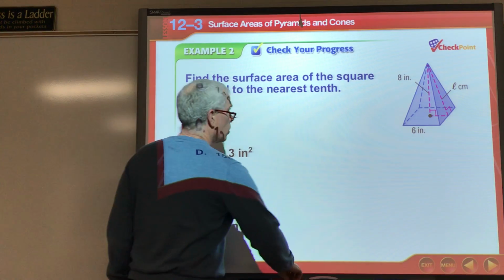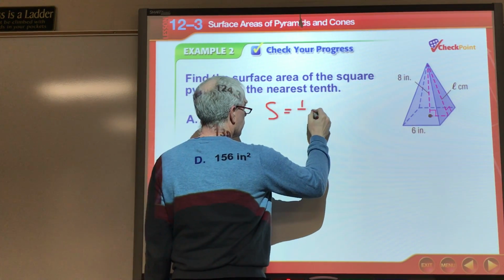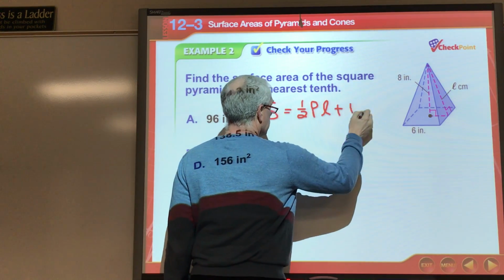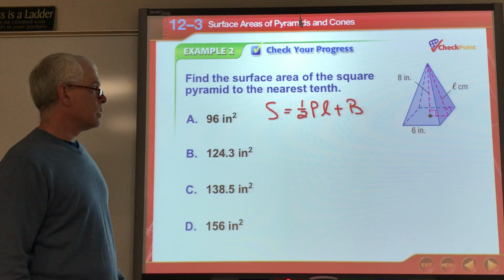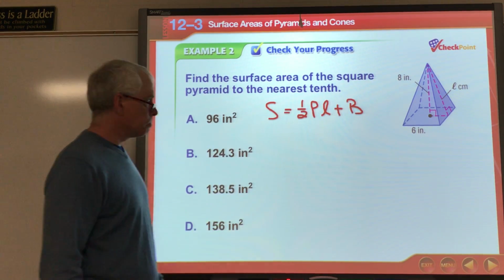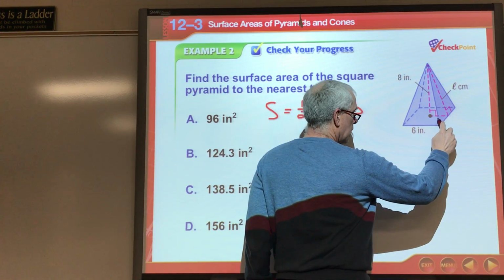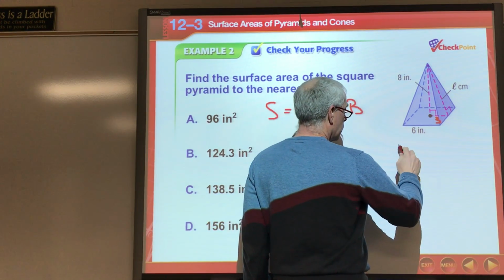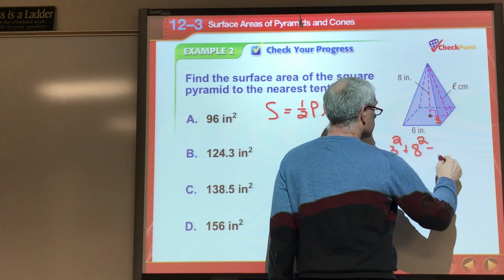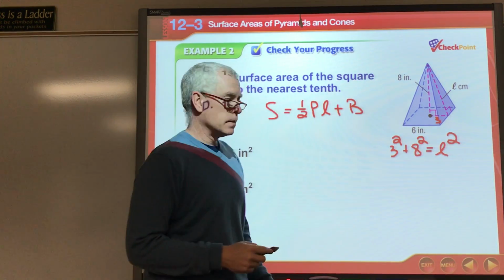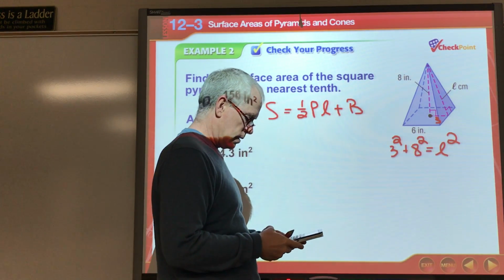Okay, so surface area is going to be 1/2 PL plus B. So we're going to try to calculate the individual parts as we go. The tough one here is that slant height, right? If this whole side is 6, then this distance inside of here is going to be 1/2 of that, or 3. So I'm going to be able to say that 3 squared plus 8 squared equals L squared for my slant height. Okay, so 9 plus 64, what is that, 73?